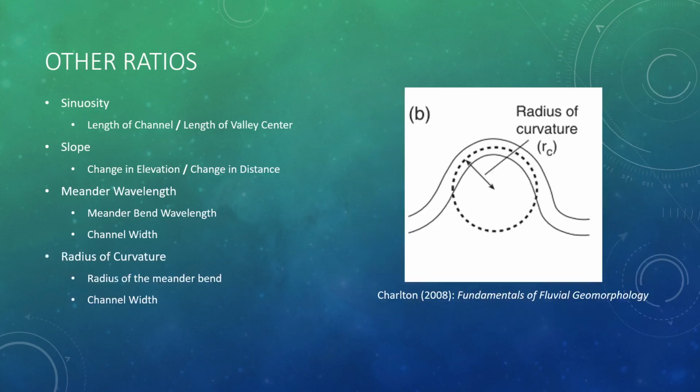And the last ratio we'll talk about, the radius of curvature, looks at the ratio between the radius of the meander bend, estimated usually by fitting a circle to the inside of that bend, against the width of the channel. We use this to estimate the potential for energy loss within the meander bend, where high values signify wide, sweeping bends that don't really lead to significant energy loss, and low values signify tight bends, where flow separation and turbulence within the bend leads to greater energy loss.